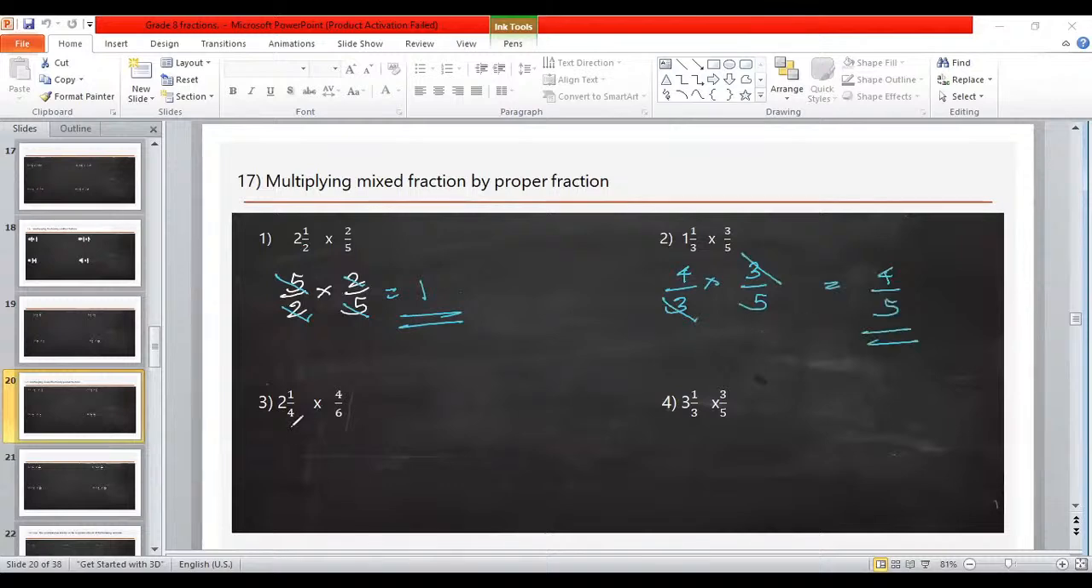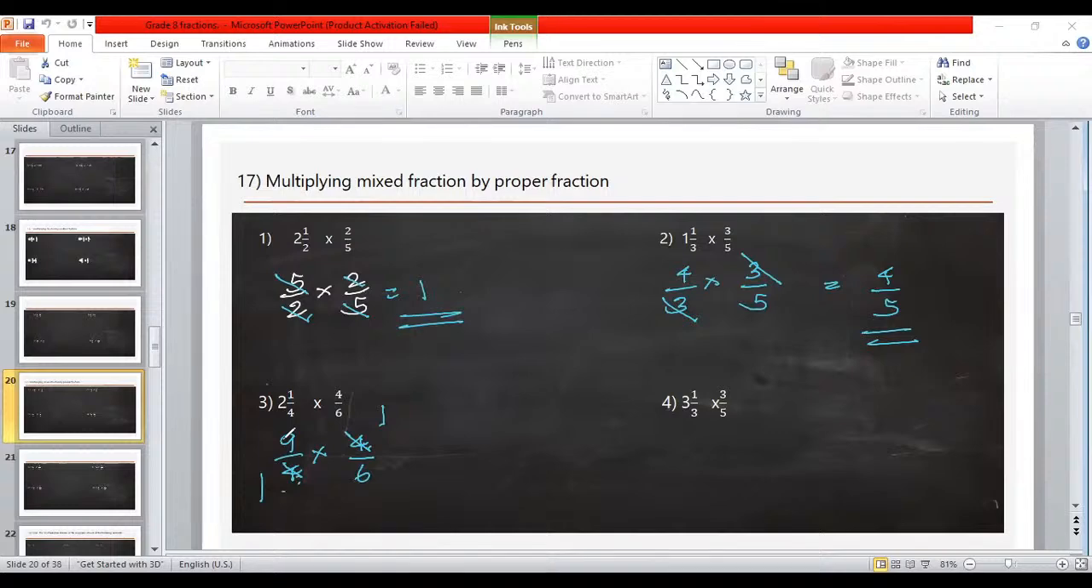And now look at here. 4 times 2, 8 and 1, 9 over 4 multiplied by 4 over 6. Now check over the line and below the line. Over the line, 1. Below the line, 1. And here 4, cancel out this 4 to this 4.